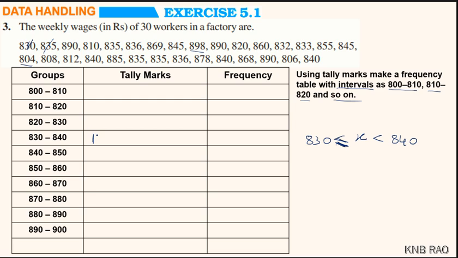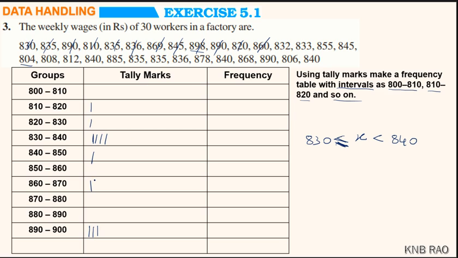835, that also comes there. 890 comes in the last interval, 890 to 900. 810 comes in the second, 810 to 820. 835 again comes in 830 to 840. 836 comes there only, again 830. 869 comes in 860 to 870. 845 comes in 840 to 850, and 898 comes in 890 to 900. 890 comes there only, 890 to 900. 820 comes in 820 to 830.